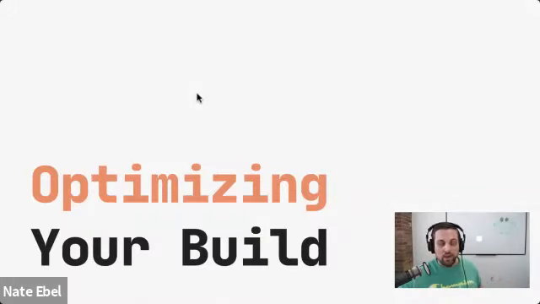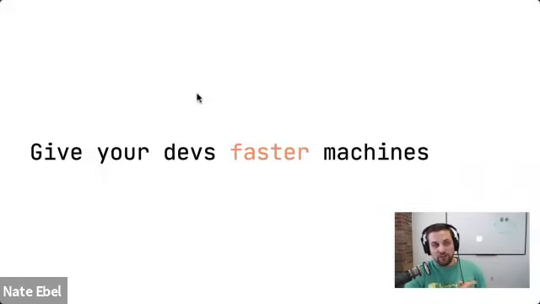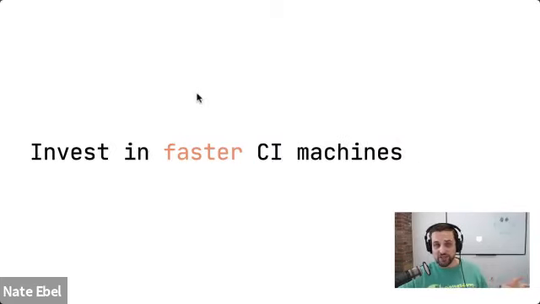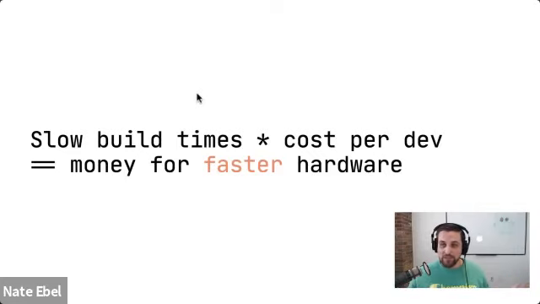Okay, so we're running very short on time. So I'm going to go very quickly through a couple of the optimization highlights, and then we'll wrap things up. So first, again, you could share this with your managers if you want: give your devs faster machines. Invest in faster CI machines. Basically, slow build times, the cost per dev equals the money for faster hardware. If you have a tool like Gradle Enterprise, it's actually very easy to use that to make a business case of why investing in faster machines is worth it. But it's right there.